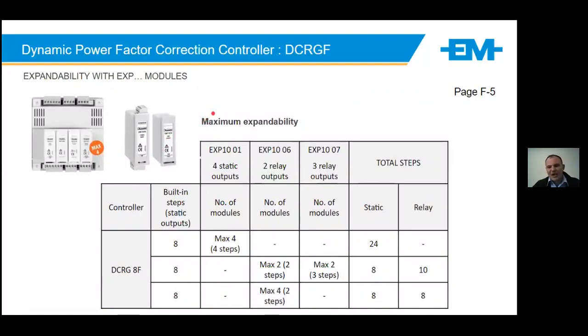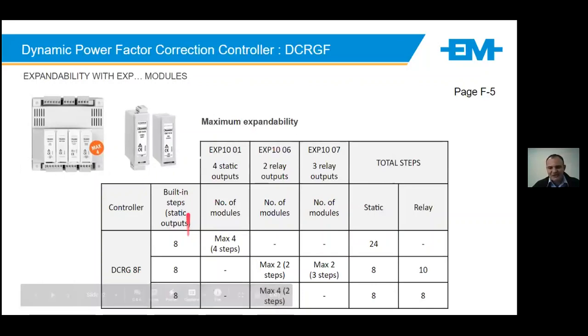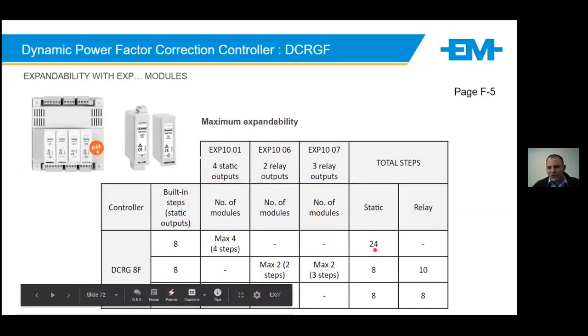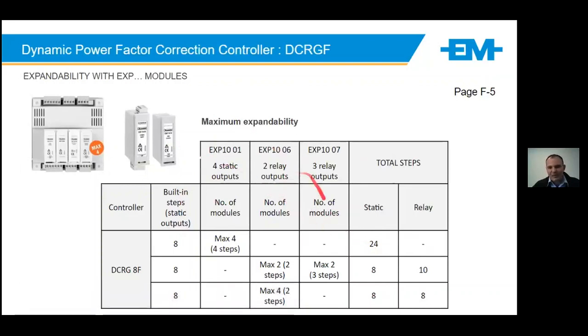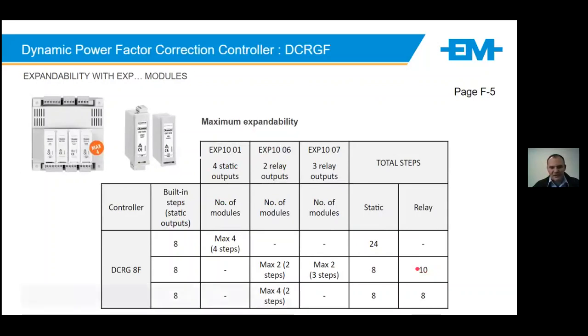The DCRG8F was specific, more built for fast switching systems. So out the box, you are able to have 8 fast switching channels, static channels, and these are expandable up to 24 outputs, depending on the modules you've selected. Okay, it can also support relay outputs depending on your configuration.